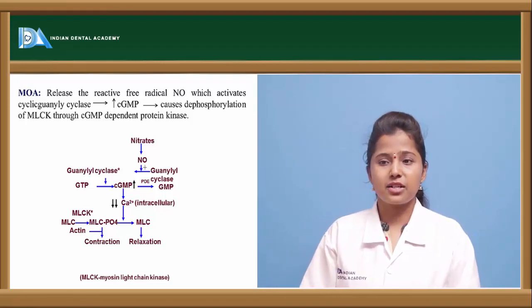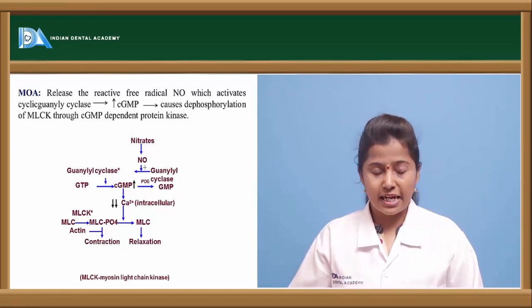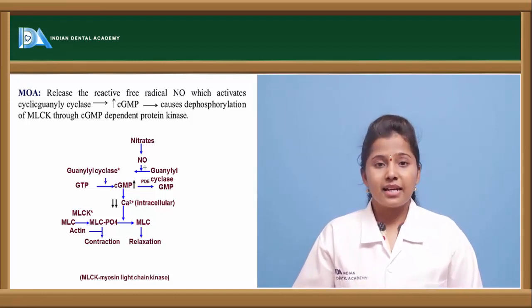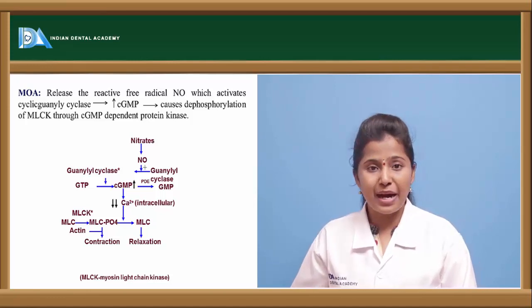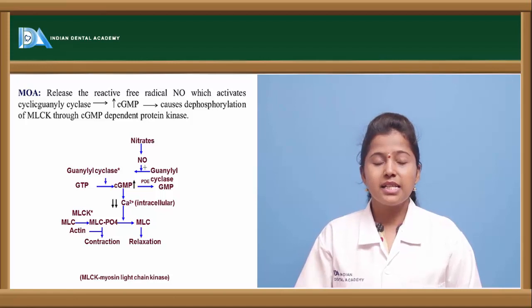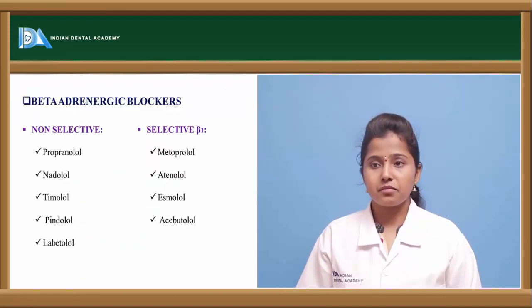These are the first class of drugs, the organic nitrates, which are used in angina pectoris, and they are even used in arrhythmia, bronchial spasm, and cyanide poisoning. These are a few of the uses of these organic nitrates.